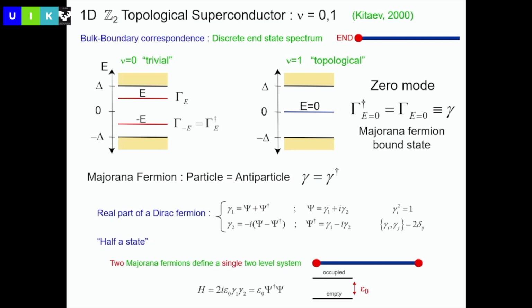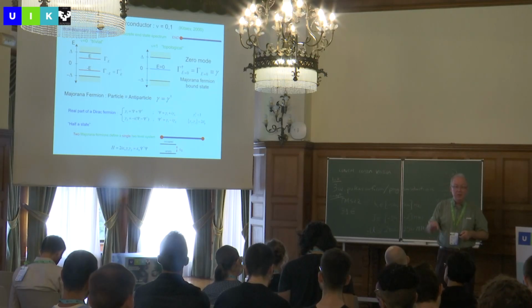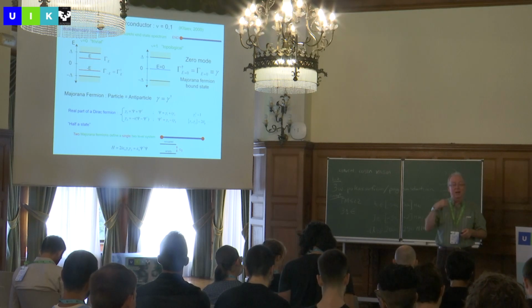And psi is an ordinary Dirac fermion, and so it defines a Hilbert space with two states. Because that Dirac fermion mode can either be occupied by a fermion or not occupied by a fermion, and those are the two states.